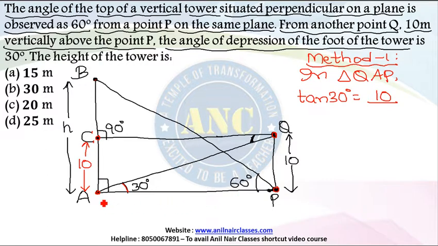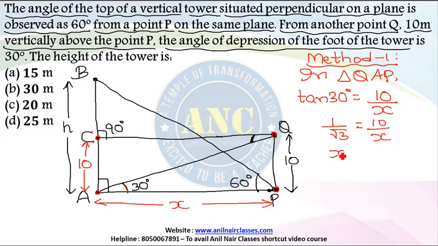AP value I don't know. I will call that AP value as X. I am solving by using method 1, which is the textbook method, where they use variables, which we are not interested in. Anyway, let us use variables in this method 1. So I will call it X. Tan 30 value is 1 by root 3, which is equal to 10 divided by X. So X value will happen to be 10 root 3.